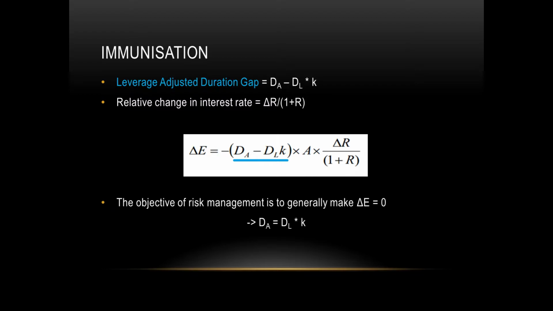So remember, all immunization means is to minimize the change in equity, which can be done by also minimizing the duration gap. Of course, there are other ways to minimize change in equity, which you can probably see from just the formula, but the main way we're going to be covering right now is by minimizing the duration gap.